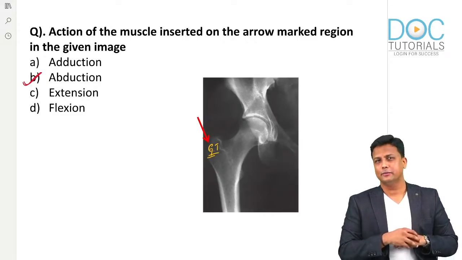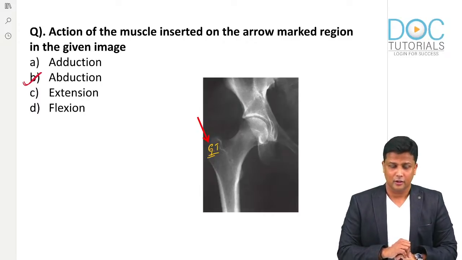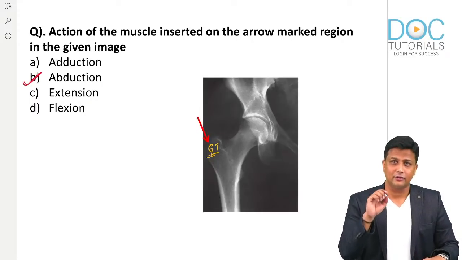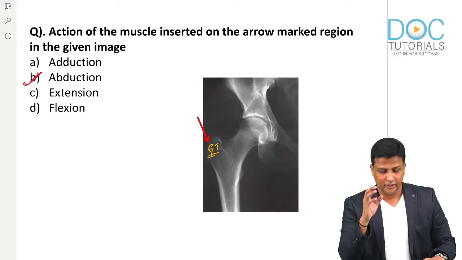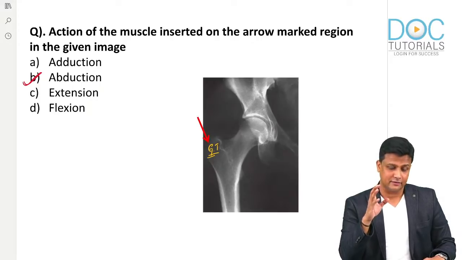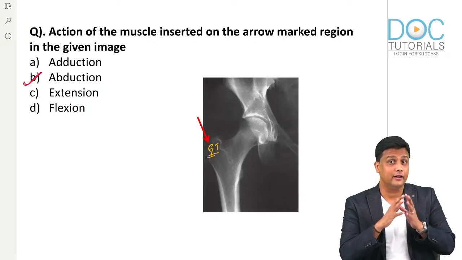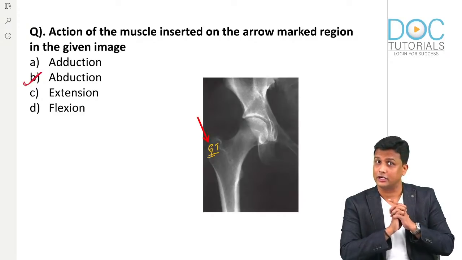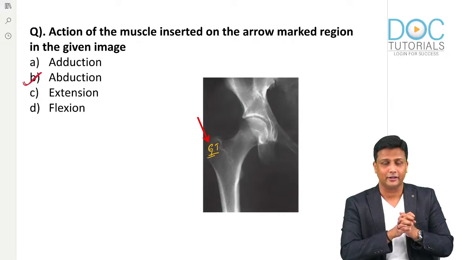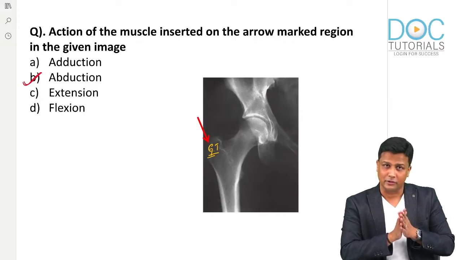Medius and minimus are the ones which help in abduction at the hip joint. Keep that in mind, guys. I hope you also remember one more clinical importance of that. When the nerve supplying them is damaged, if those muscles are gone, then what is going to happen, guys? The gait will change into a lurching gait, and the Trendelenburg sign will be positive. That's really important.